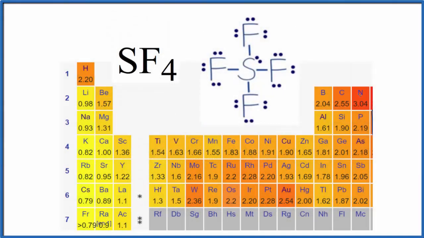So to wrap up, we looked at the difference in electronegativity between atoms to figure out whether we had a polar or nonpolar bond. And then we looked at the molecular geometry for the overall symmetry of the molecule so we could figure out whether it was a polar or nonpolar molecule. In this case, SF4 is a polar molecule.